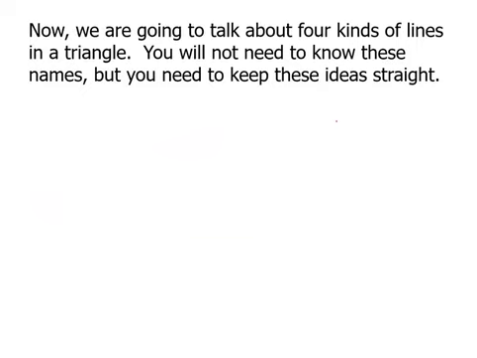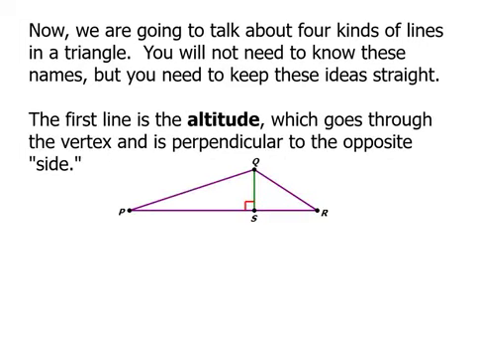Now we're going to talk about 4 kinds of lines in a triangle. You will not need to know these names, but you will need to keep these ideas straight. You will need to keep straight what you can and can't conclude. The first line that we've already talked about is the altitude.